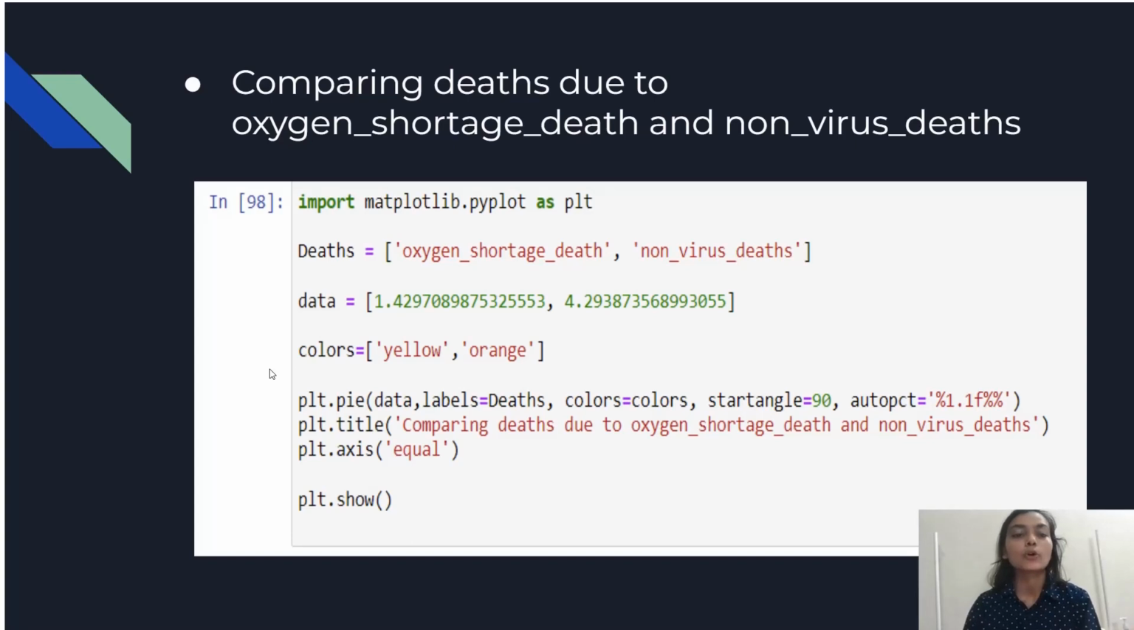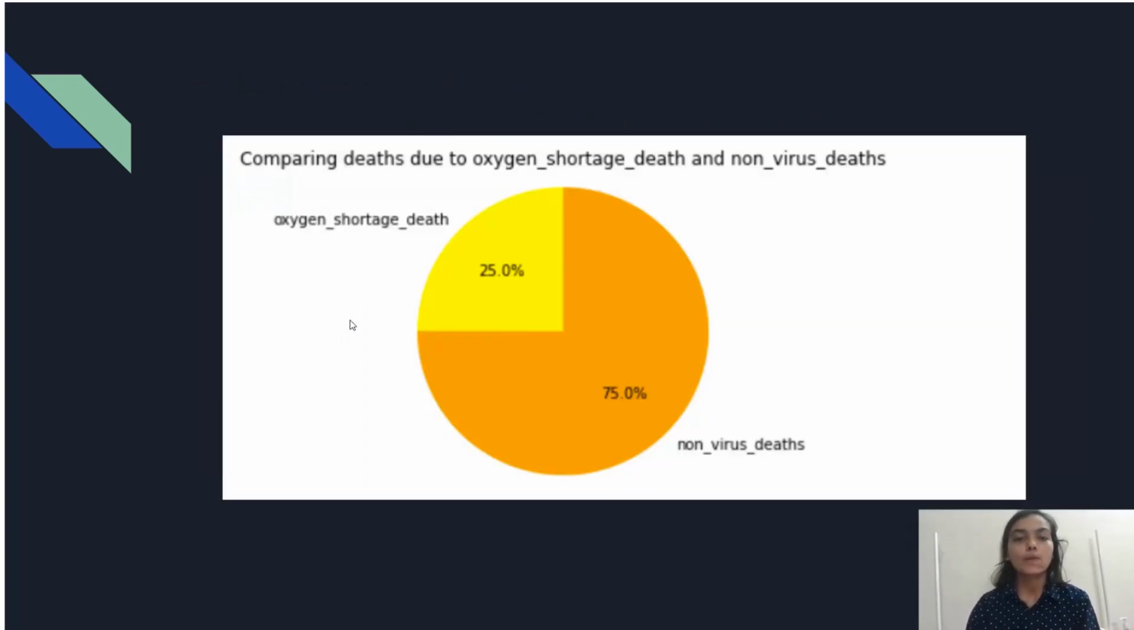Now we are trying to plot a pie chart of oxygen shortage death and non-virus death. Here we got oxygen shortage death 25% and non-virus death 75%. So we can say that in India, the number of deaths due to non-virus causes is 3 times larger than the number of oxygen shortage deaths.